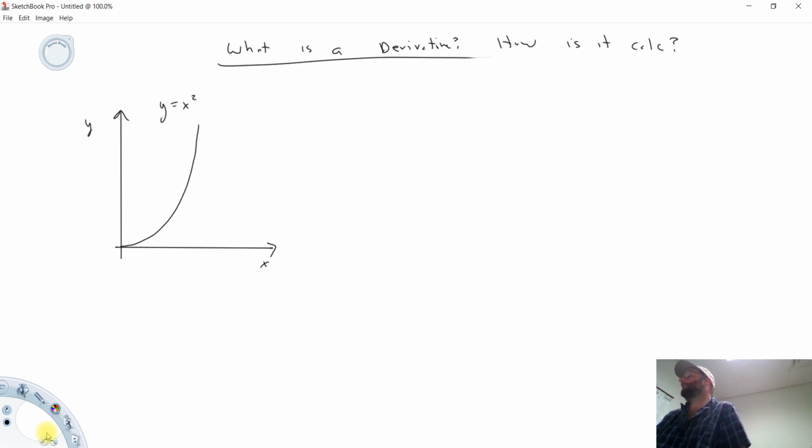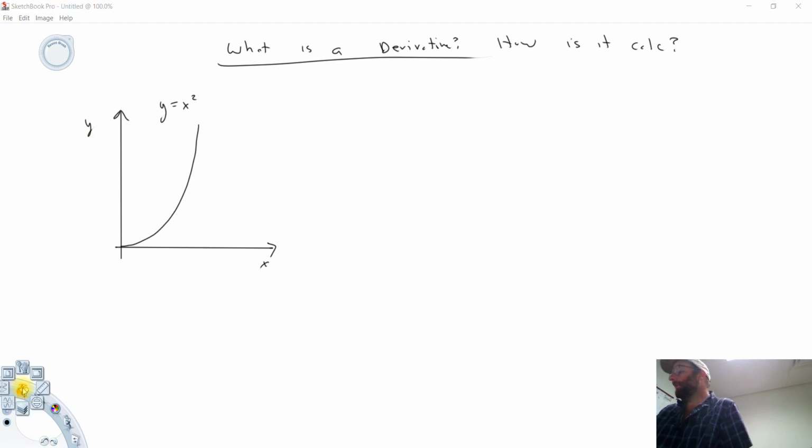I use this function a lot for just demonstrating concepts. I like to keep the functions simple when I introduce new concepts so that we don't get bogged down in the complexity of the problem. Furthermore, I've only graphed the first half of this. We're just going to look at this thing in quadrant 1.